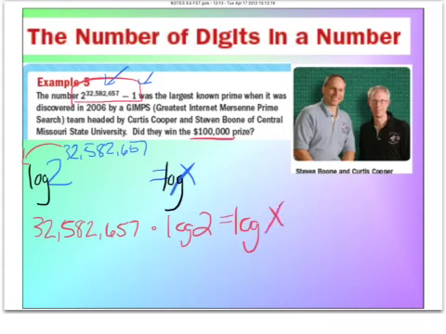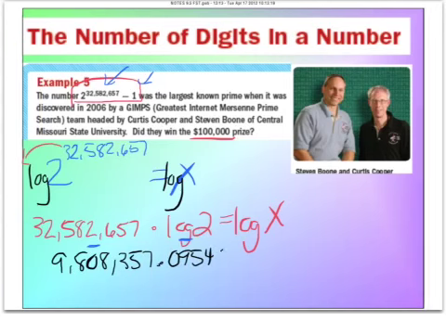Now I can actually get the calculator out this time and punch in log of 2 and multiply it by this number. It's going to be a pretty big number, but here's what it is: 9,808,357.0954316 is equal to the log of x. Now, this is just a simple logarithm, and when you look at it says log of x, it's actually log base 10, because that's the number counting system that we use.